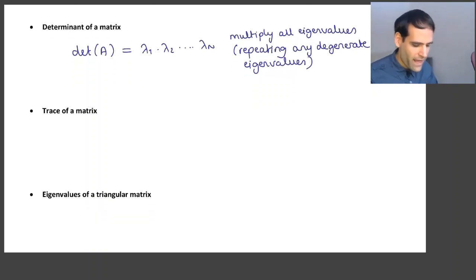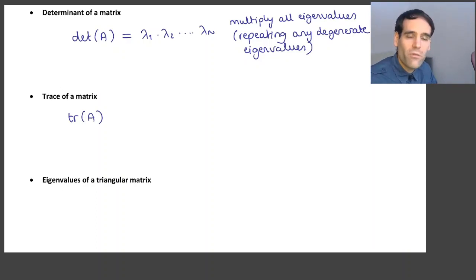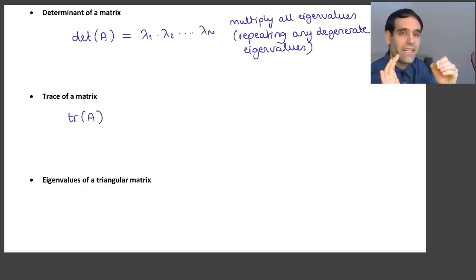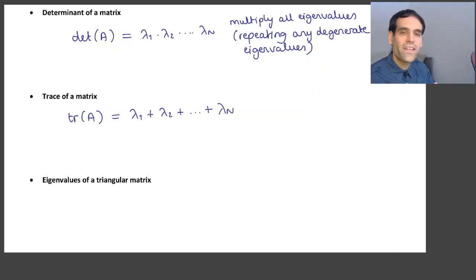Okay, next, how are the eigenvalues related to the trace of a matrix? Well, that's also really simple. The trace of a matrix A, which, if you remember, was simply adding the elements of the main diagonal, is equal to the sum of the n eigenvalues. So you add up all of the eigenvalues and you get the trace of the matrix. And again, you have to repeat any eigenvalue that is degenerate. So you simply have to add all of the roots of the characteristic polynomial.